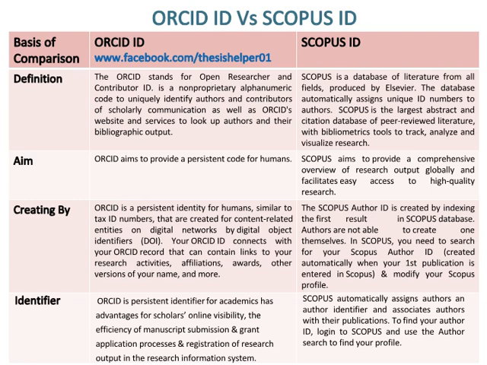ORCID is a persistent identifier for academics, and has advantages for scholars' online visibility, the efficiency of manuscript submission and grant application processes, and registration of research output in the Research Information System. Whereas Scopus automatically assigns authors an author identifier and associates authors with their publications. To find your author ID, log into Scopus and use the author search to find your profile.